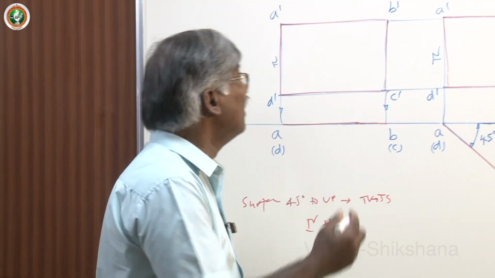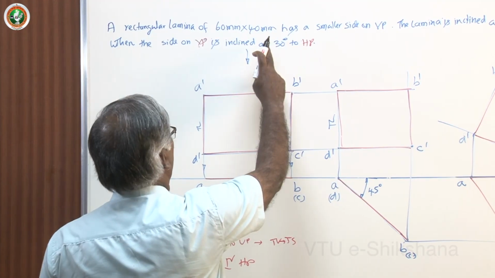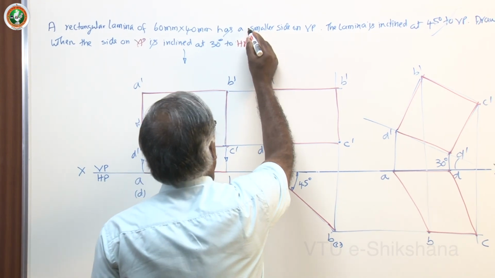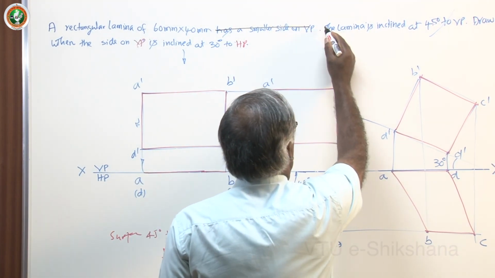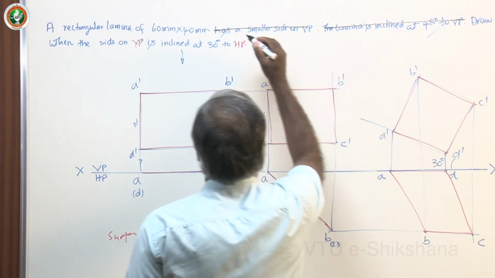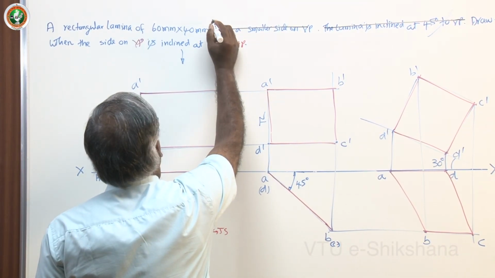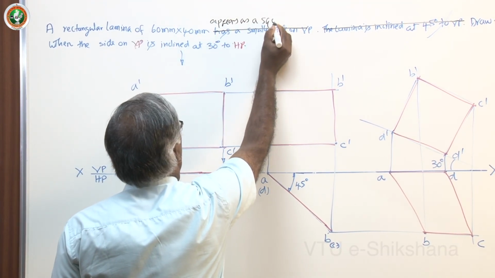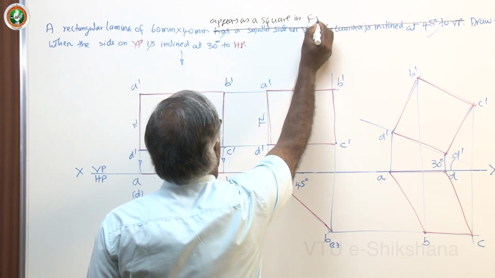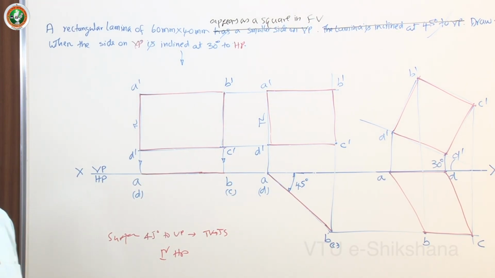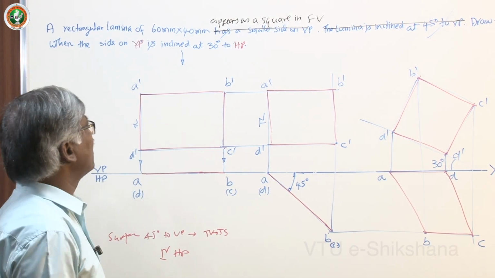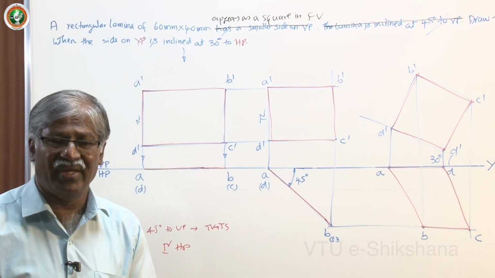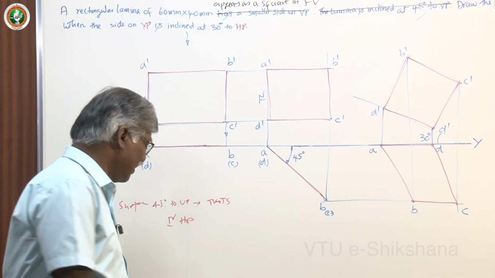So exactly they can give. Let me write: a rectangular lamina of 60 mm by 40 mm as a smaller side, and HP they never give. They say appears as a square in front view. Draw the projections. So that's all they give. They never give anything. They never say it rests on VP, etc. So you can analyze the problem.